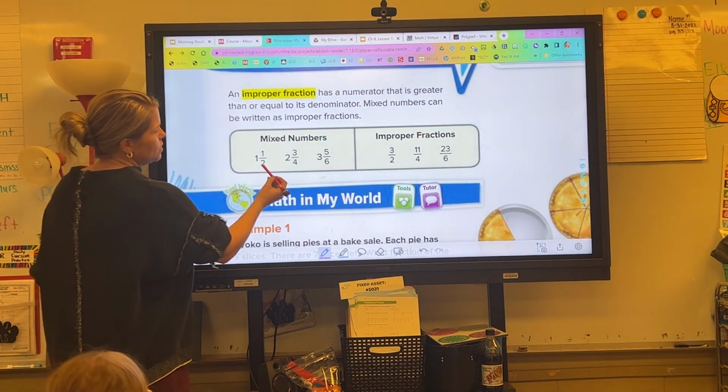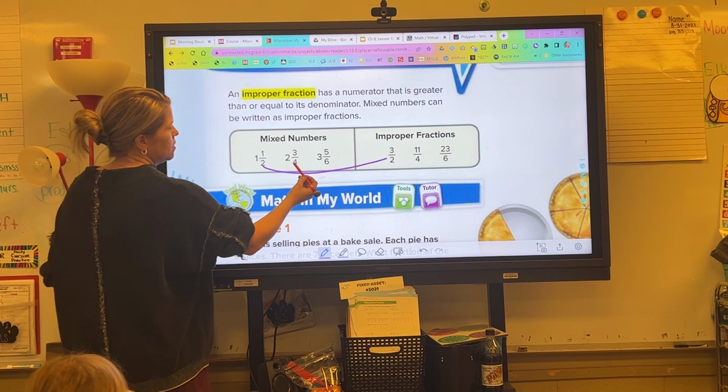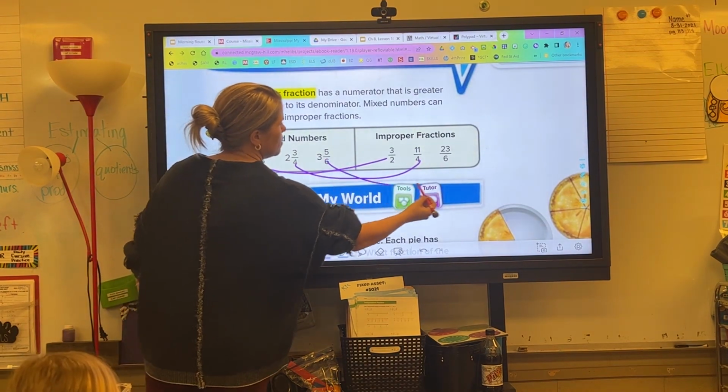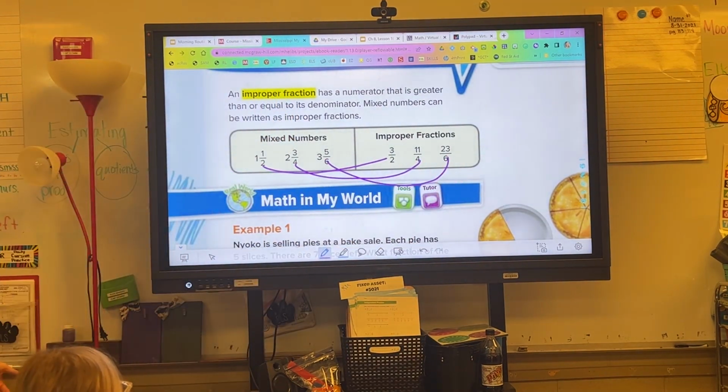Now, I want you to kind of match these because these are equivalent. They're equal to one another. I hope y'all are with me. These are equal to one another.